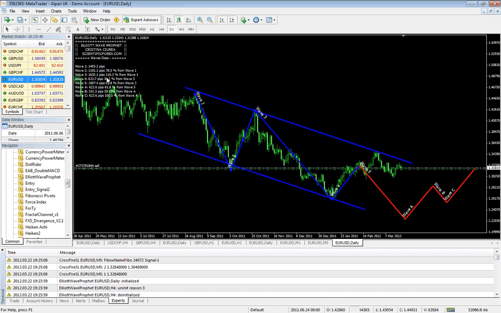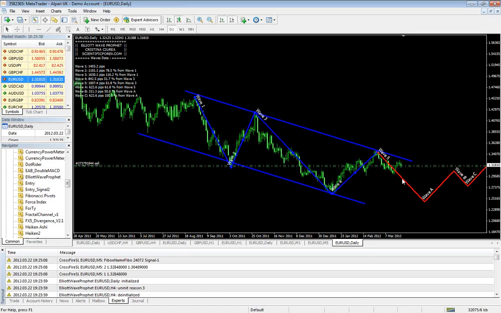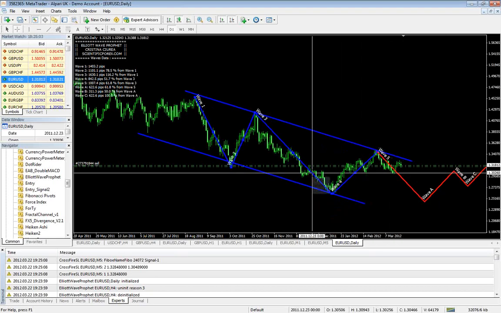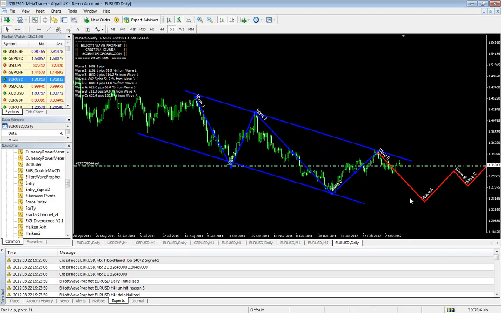Okay. And we're checking on the left side what we can see. Wave 3 is 116% of wave 1, which satisfies our Elliott wave rules. Wave 3 is the biggest one. I will readjust wave 4. It goes all the way here. And as you can see, wave 5 will go all the way to this trend line.